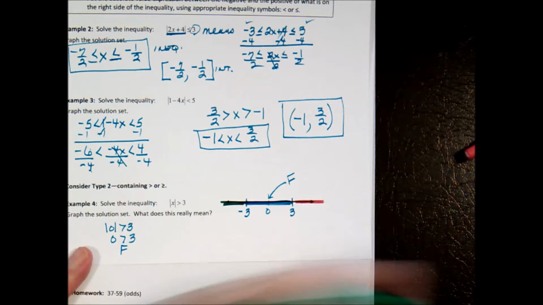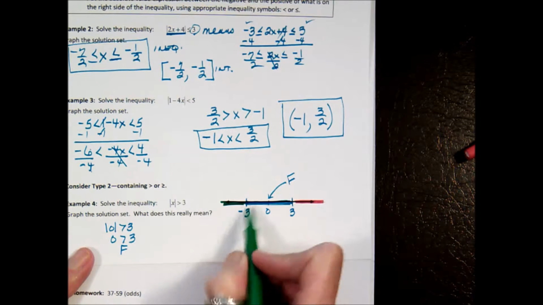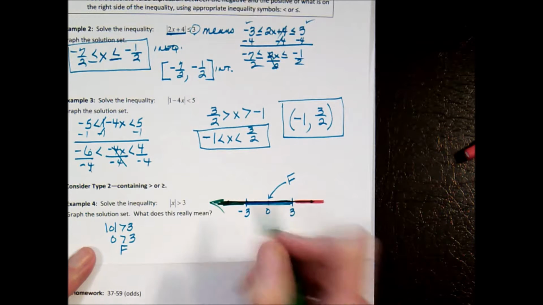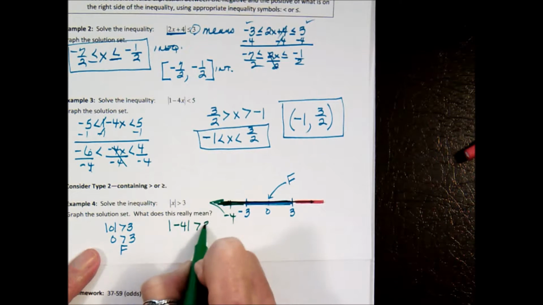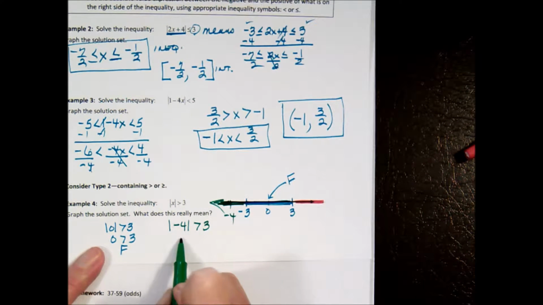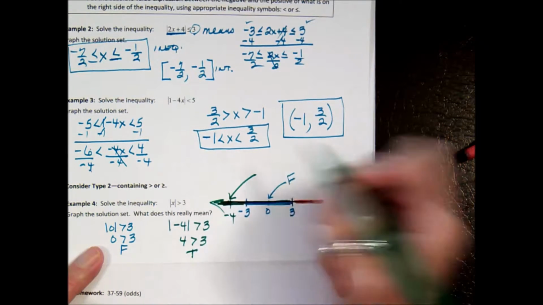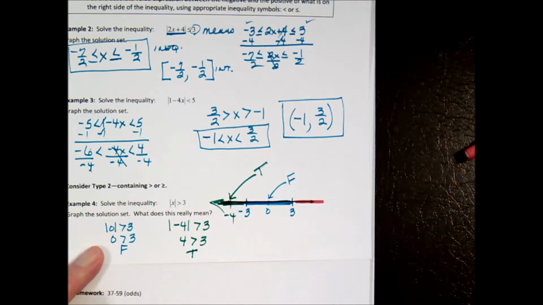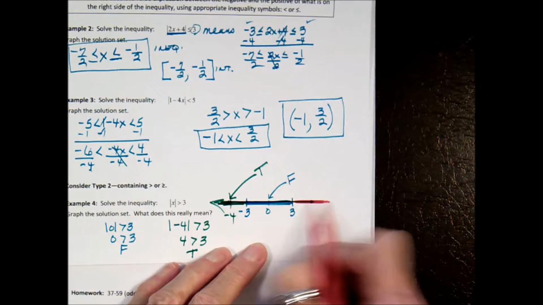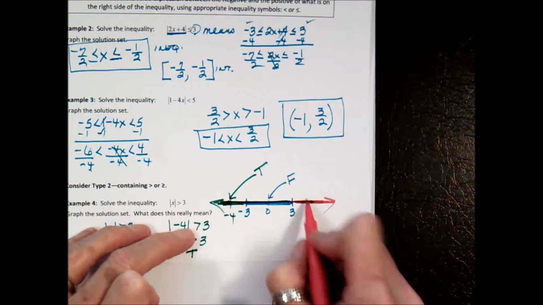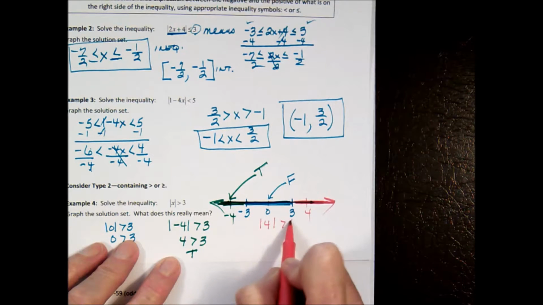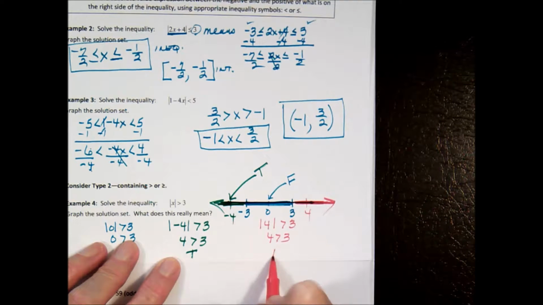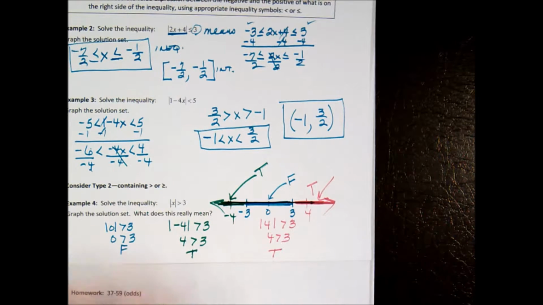Let's test the green region. Now, I don't want to test negative 3. I want to test something on this side of it because it goes this direction. So let's test negative 4. So is the absolute value of negative 4 greater than 3? Absolute value of negative 4 is positive 4. Is 4 greater than 3? Yes, it is. So when I tested negative 4, it was true. Now let's test something in this red region. Let's test just 4, make it simple. So now I've got absolute value of 4 is greater than 3. Is 4 greater than 3? That is also true. So everything in the red region is true.